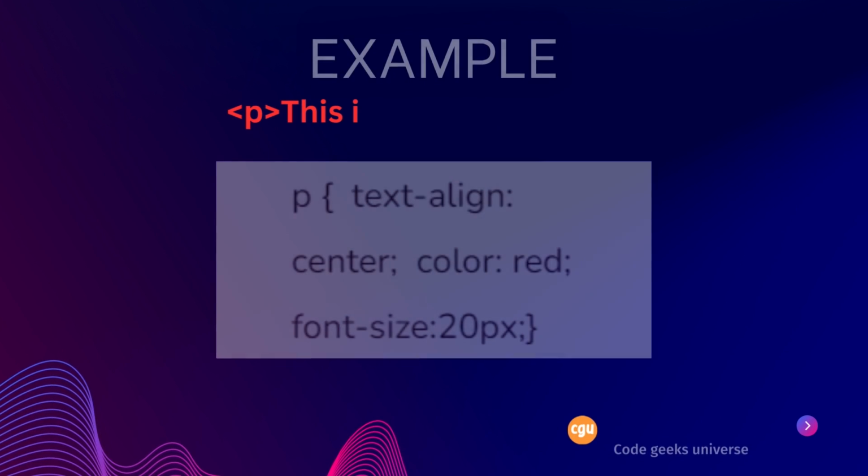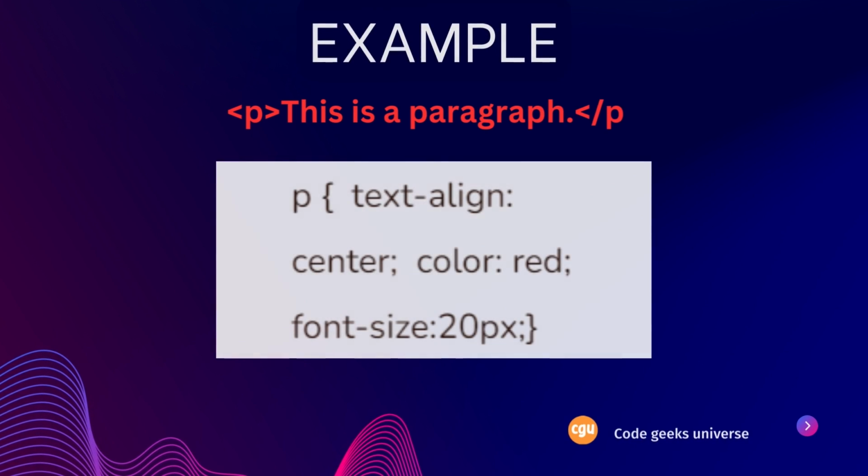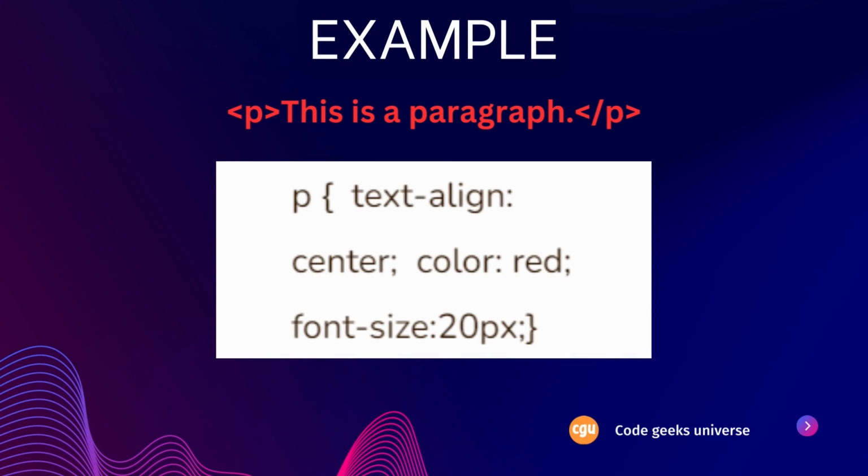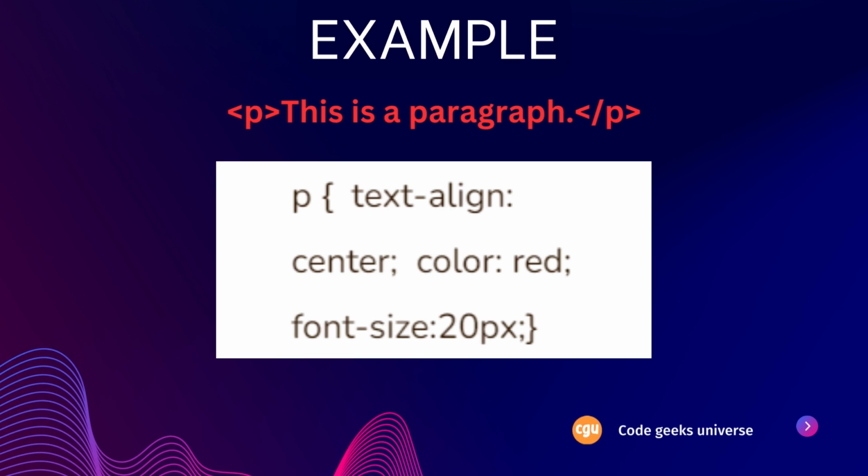Now we have this example in which we are selecting a paragraph element. And this is how we can select our element. And then we have this property which is text-align, and its value is center. This property just means that we want to center our paragraph. After that, we have this color property, and its value is red. This simply means that we want to change the color of our paragraph into red.